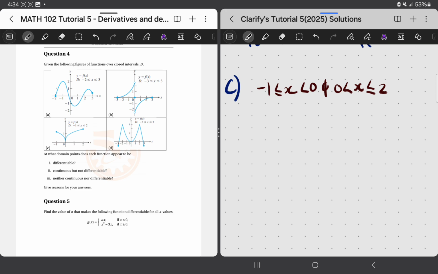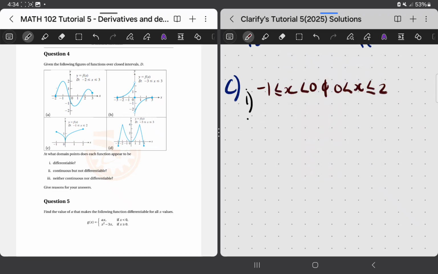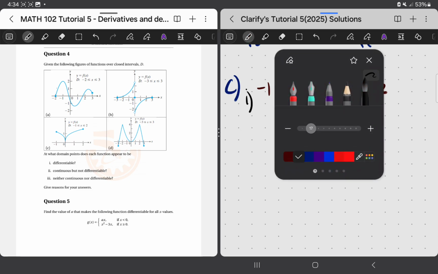Now let's see part I. What is the reason why it is differentiable? It is differentiable at all these points because there is no V, there is no cusp or sharp point. So you can say where does it appear to be differentiable? We've put there because there are no cusps, so you can say the function y equal to f of x is continuous.